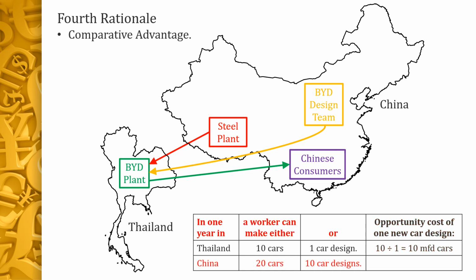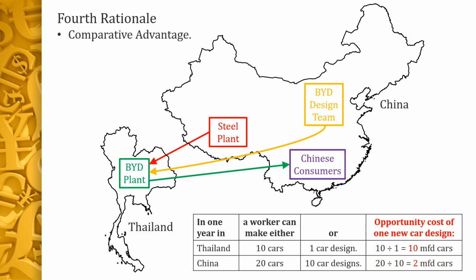A Chinese worker, on the other hand, can either manufacture 20 cars in a year or design 10 new cars. Thus, China's opportunity cost of a new car design is 2. In order to produce 1 new car design, China need forgo only 2 manufactured cars.